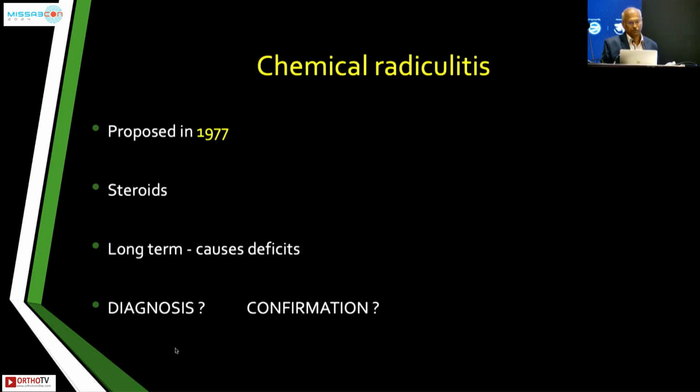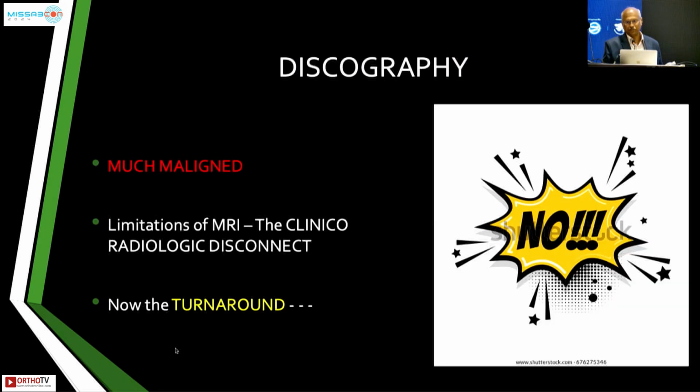Chemical radiculitis. How do you image chemical radiculitis? It is not new. It was proposed in 1977. It was proposed even at that time that to take out this inflammation of chemical radiculitis, you give steroids. It works. A lot of us give steroids. It works, but not necessarily in all cases. In long term, because of chemical sensitization, they can cause deficits. How do you diagnose this? How do you confirm this? And a patient with chemical radiculitis, we often say normal MRI.